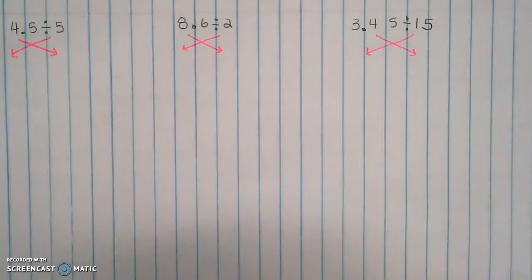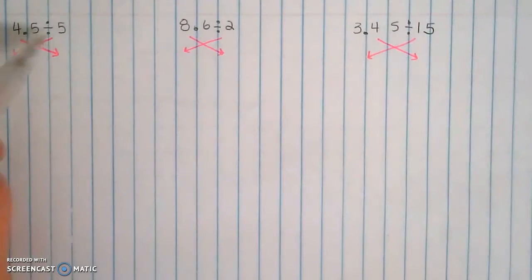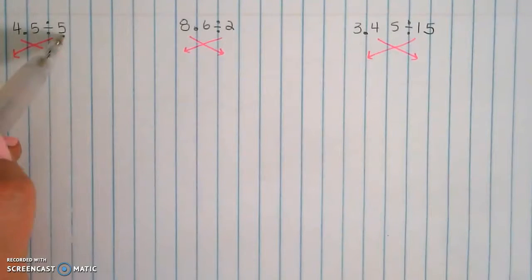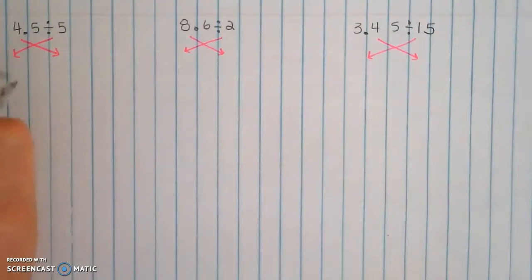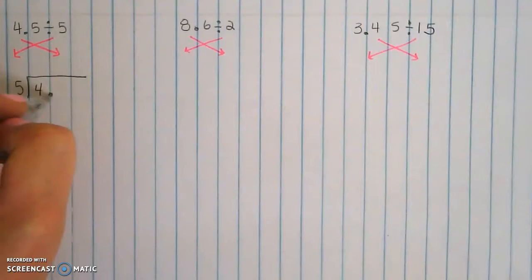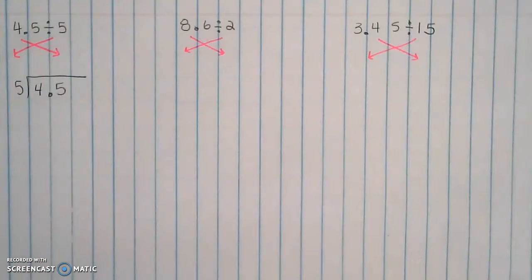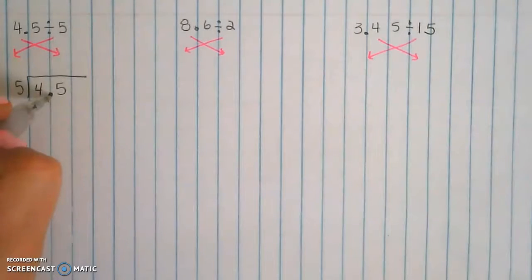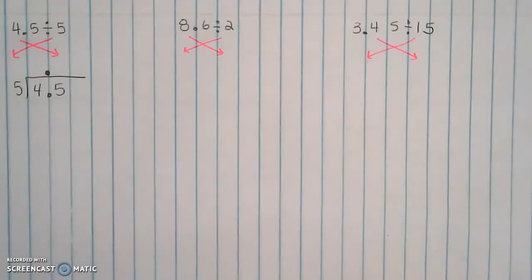So the first thing I want to remind you of is when the problem is presented to you like this, where the dividend is first, divided by the divisor, when you set it up to divide using standard algorithm, you have to change the order of those. So now I have 5 as my divisor and 4.5 as my dividend. When I set this up, whenever you have a decimal in the dividend like this, the first thing you need to do is copy it, put it right upstairs.